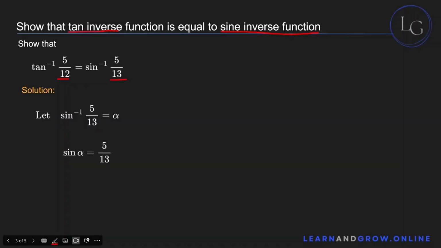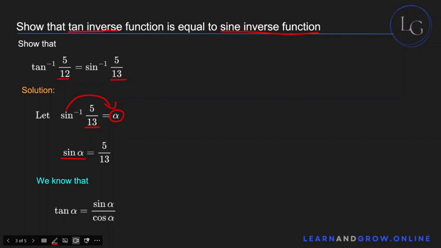Now let's see how. Basically, sine inverse 5/13, let's give it a value equal to a constant called alpha, right? So when you take this sine inverse function to the right-hand side of the equal sign, you get sine of alpha, right? Because that's just the rule. So sine of alpha is equal to this value, 5/13, right?